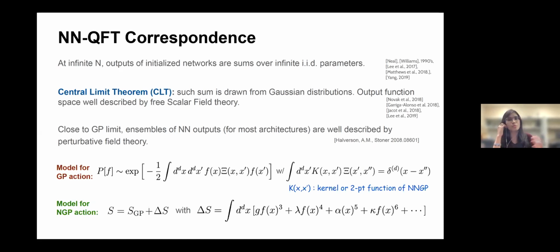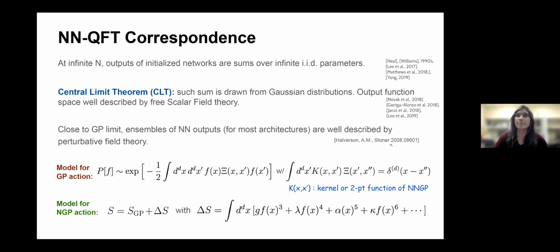We found that the output space distribution for neural networks at infinite width limit can be very well described by free scalar field theory. Additionally, close to the Gaussian process limit, for most of the architectures, you can describe the neural network output ensembles by perturbative field theory. Again, all of the field theories are in Euclidean field theory language. These were covered in our paper here.